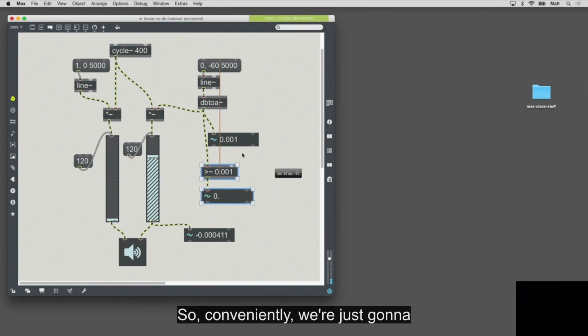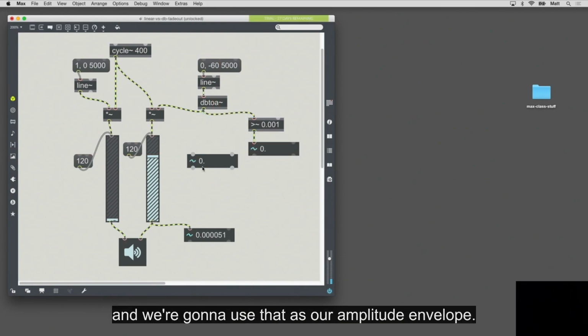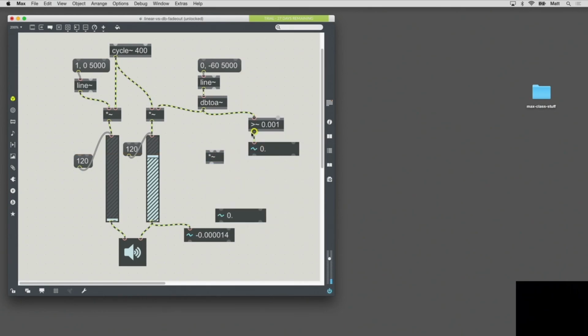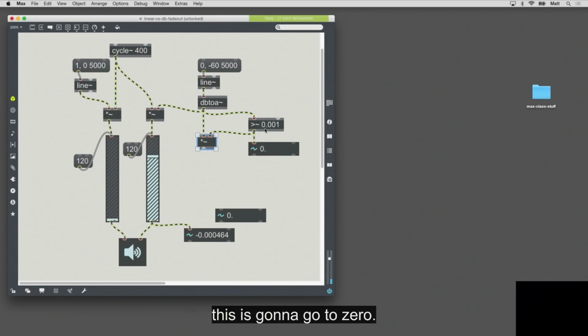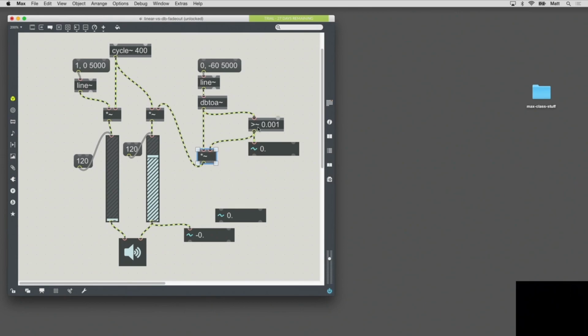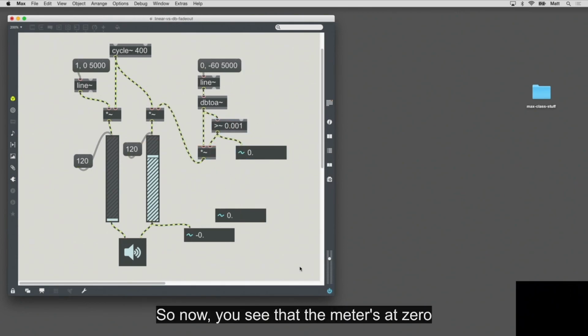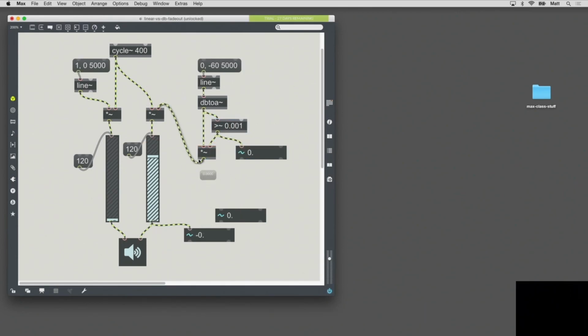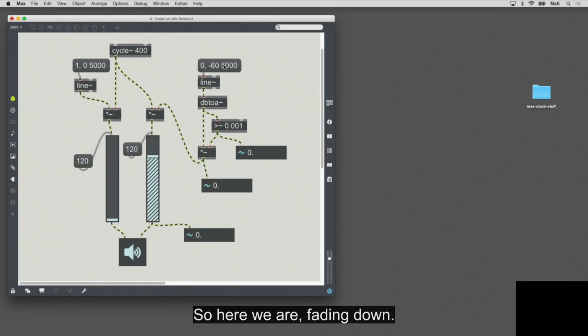And so conveniently, we're just going to multiply these things together, and we're going to use that as our amplitude envelope. So get this out of the way. We're going to take the output of our greater than tilde, which as long as we're more than minus 60 dB is going to be 1, so that's not going to change anything. But when we get down to minus 60 dB, this is going to go to 0, and so our output will be 0, and that'll give us pure silence when we get to the end. So let's make it be this special version. Let me make that a little bit more attractive. So now you see that the meter's at 0 and the output is at 0. That is pure silence, 100% nothing. So here we are fading down, and boom, when we get to the end, it goes to pure silence.